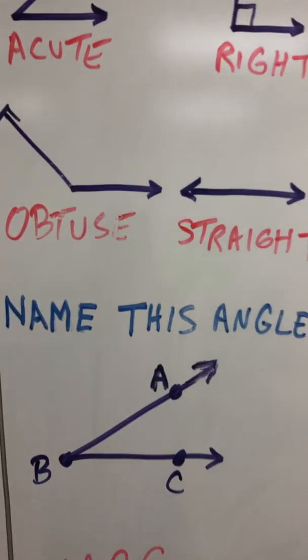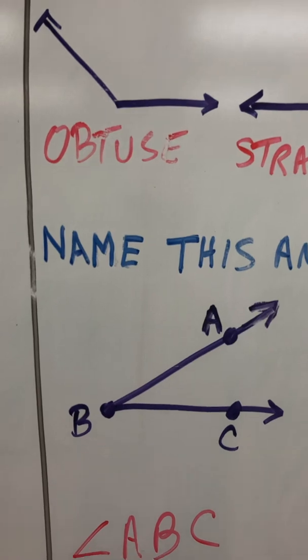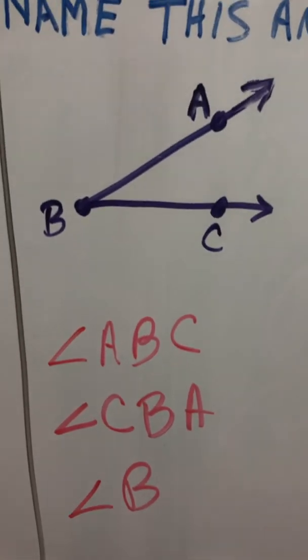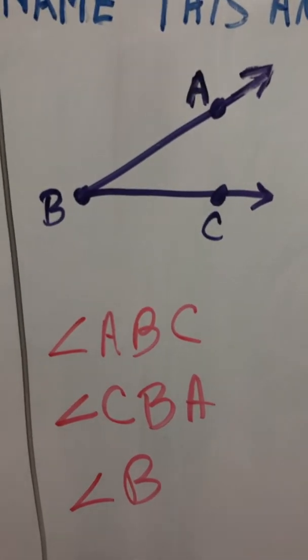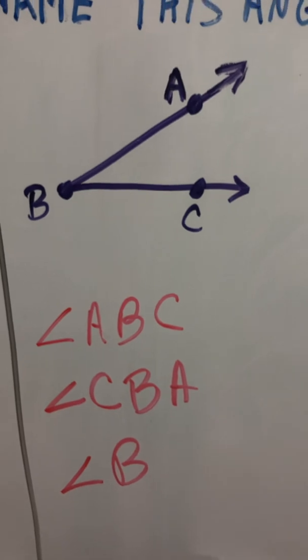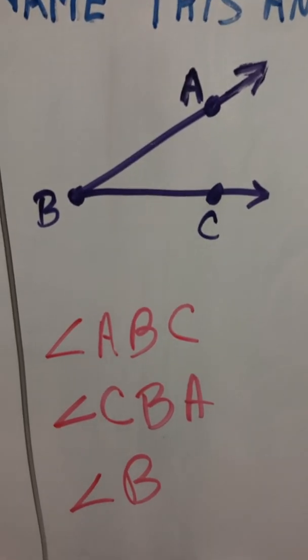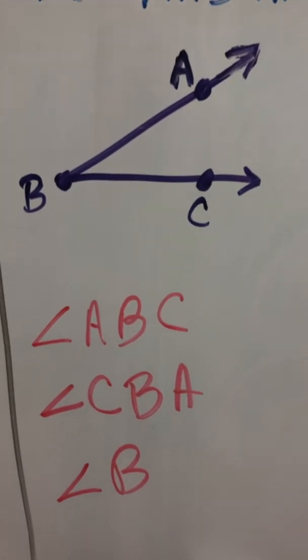How would you name this angle? Angle ABC, or angle CBA, or angle B. The B, the vertex, must be the second letter. You cannot call this ACB or CAB. Has to be ABC or CBA. The vertex is always second.